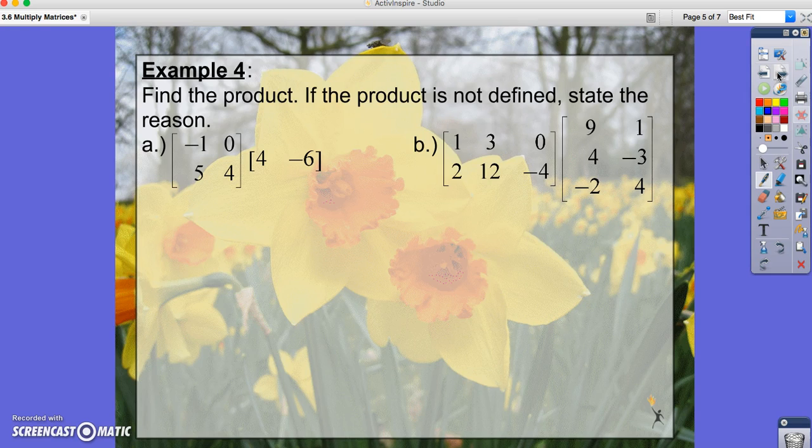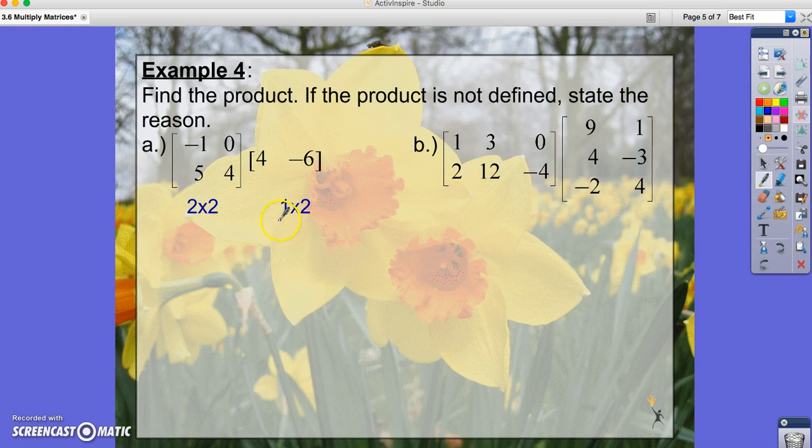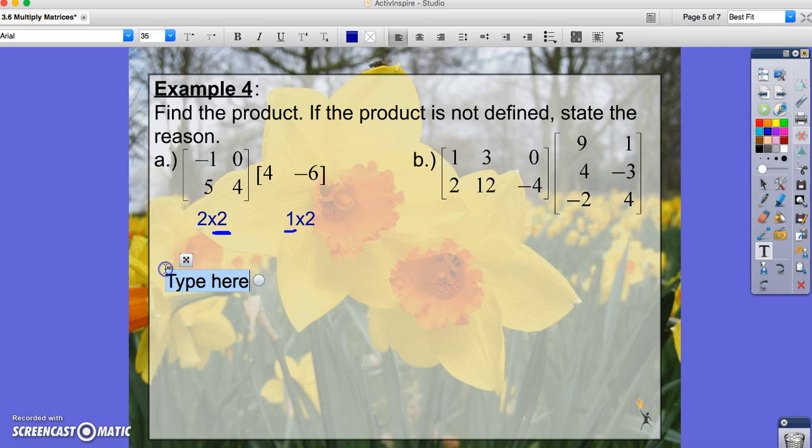Find the product. If the product is not defined, state the reason. All right. So what do I have here? I have a 2 by 2. And this one is a 1 by 2. Let's look at those numbers that repeat. Is this one possible? No, it's not possible. It's undefined.